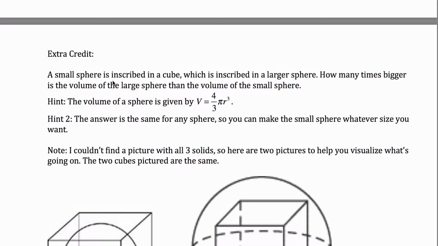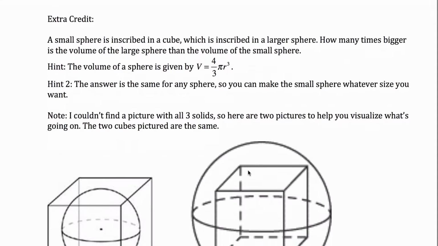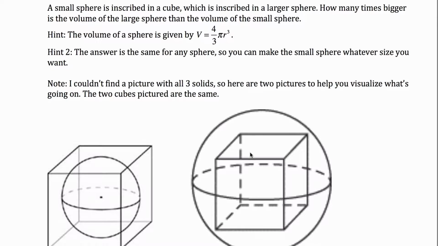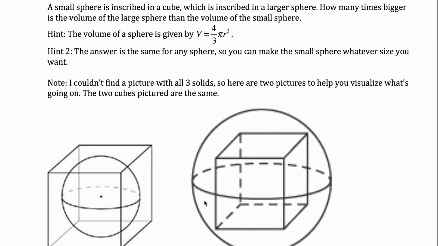What's going on is you have a small sphere inscribed inside a cube, which is inscribed in a larger sphere. This was one of the perfect problems we had, the beer sphere problem. How many times bigger is the volume of the large sphere than the volume of the small sphere? And then you're given some hints. So, oh, and yeah, this is the small sphere. Here's the big sphere, and I couldn't find one with all three in the same thing.